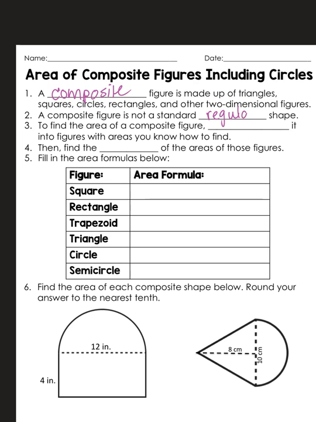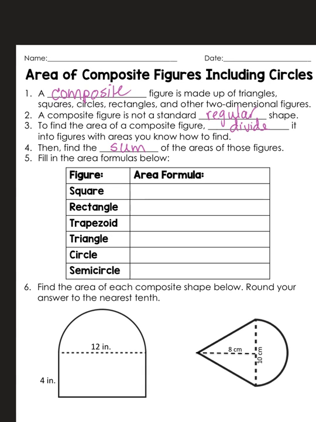So what that means is that there's not a certain formula to find the area. So you have to actually divide it into figures that we know how to find the area of, and then you're going to add it up and find the sum. So let's just talk about how to find area of these different shapes.